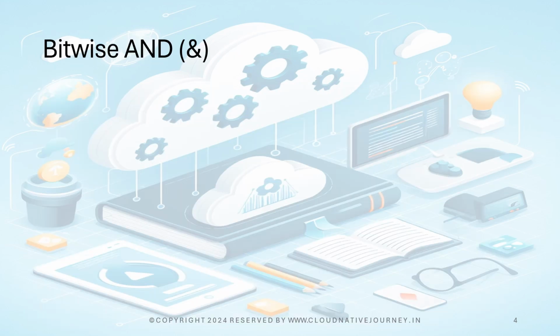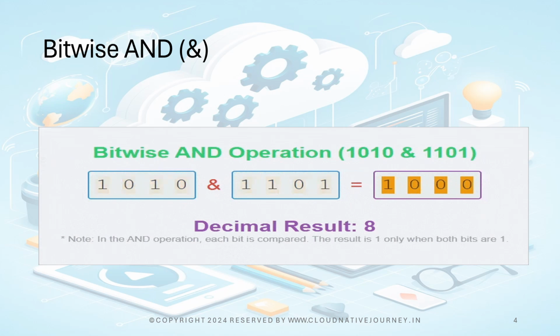Let's start with the bitwise AND operator. It has an AND symbol. This operator compares corresponding bits in two numbers. It returns 1 only when both bits are 1, otherwise it returns 0. For example, if we perform 1010 AND 1101, the result will be 1000, which is 8 in decimal format.